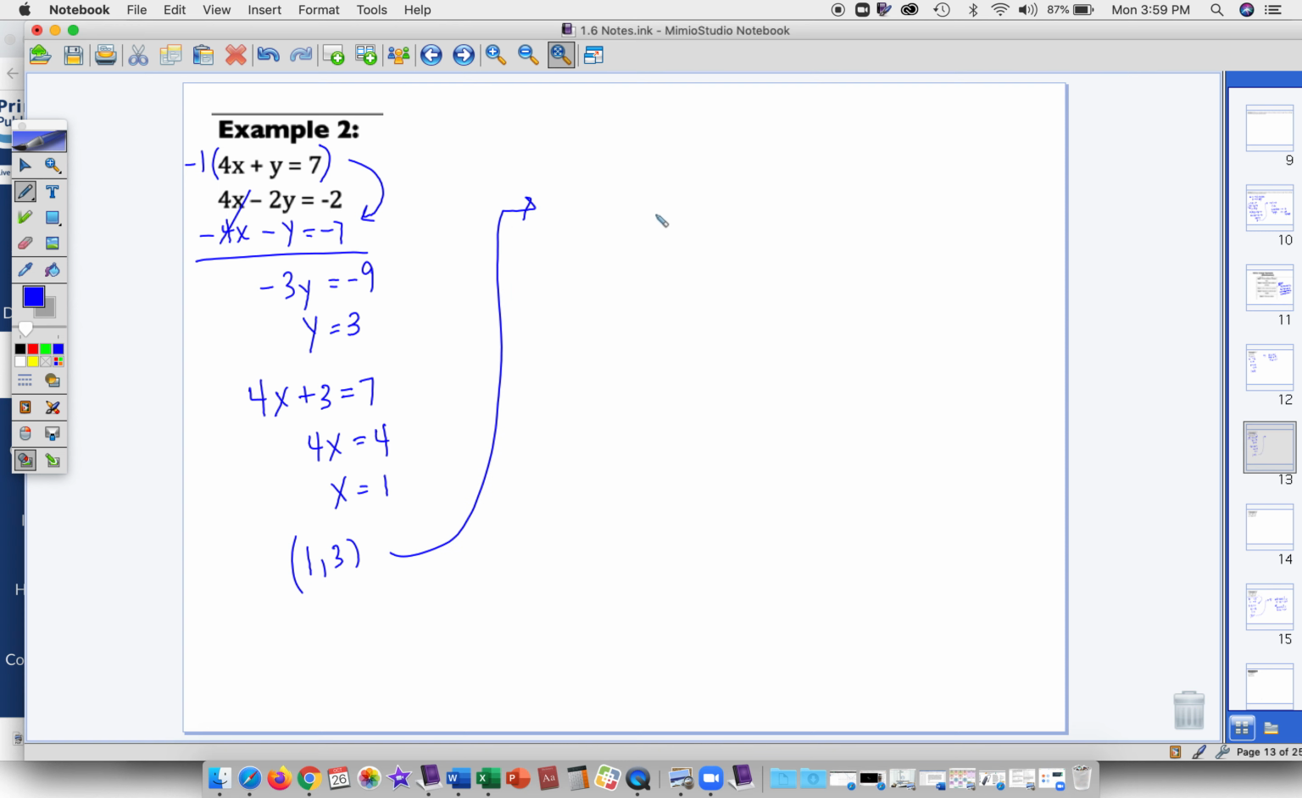I can check that solution, again, by plugging into both equations. So in the first equation, that's 4 times 1 plus 3, and that does equal 7. So that works. In the second equation, 4 times 1 minus 2 times 3, and does that equal -2? So that's 4 minus 6, and yes, that does equal -2.